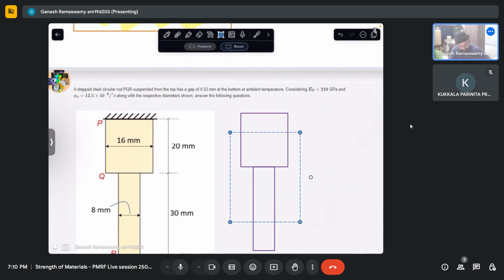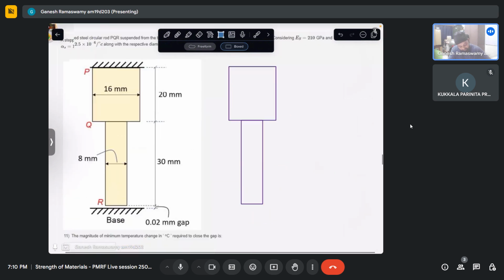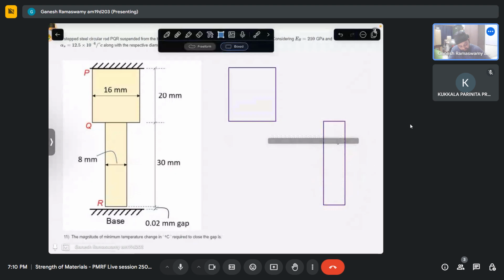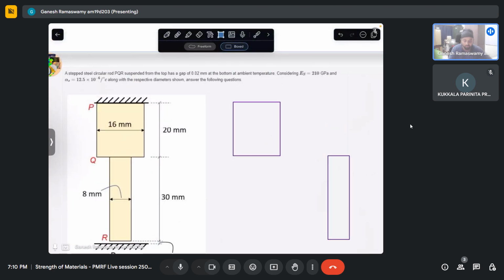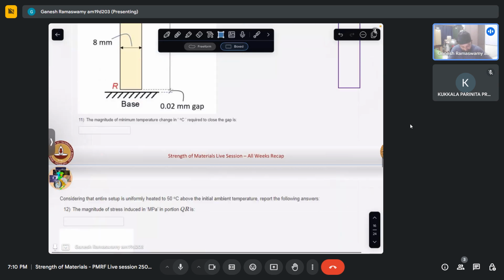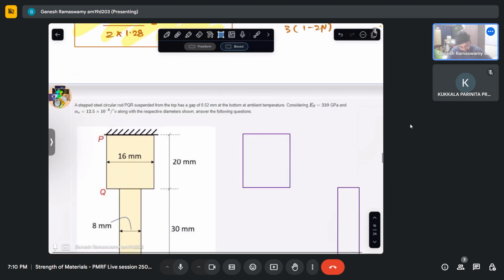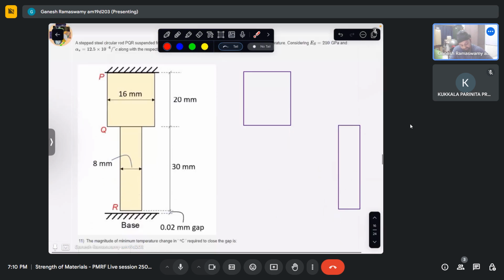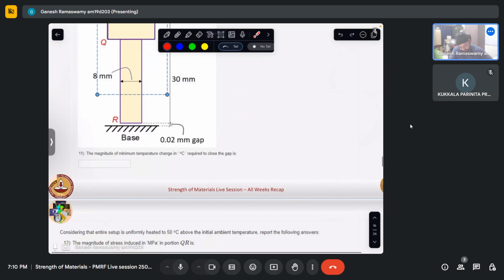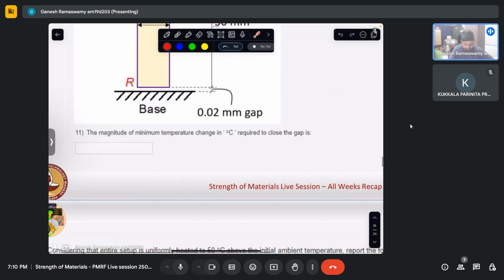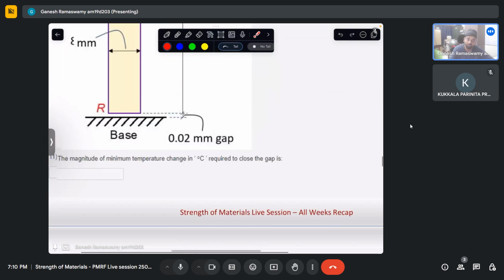So if I were to take this out and split it like this, presently there is no load acting on this, and we have not been given anything about the weight, so I will ignore the weight for the time being. Considering E as the Young's modulus and alpha to be 12.5 microstrain per degree centigrade, along with the respective diameters, answer the following questions. So the magnitude of minimum temperature change in degree centigrade required to close the gap.